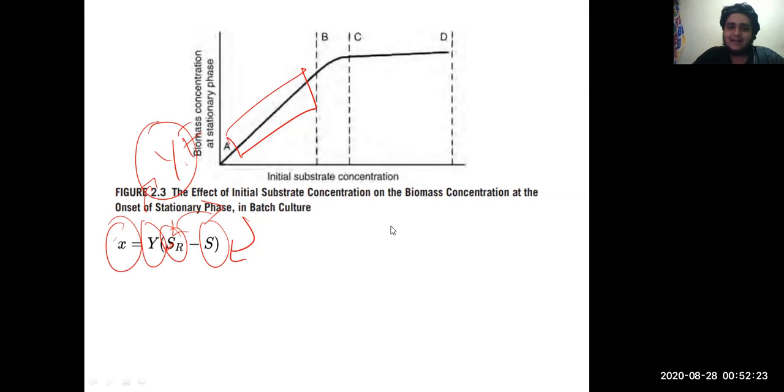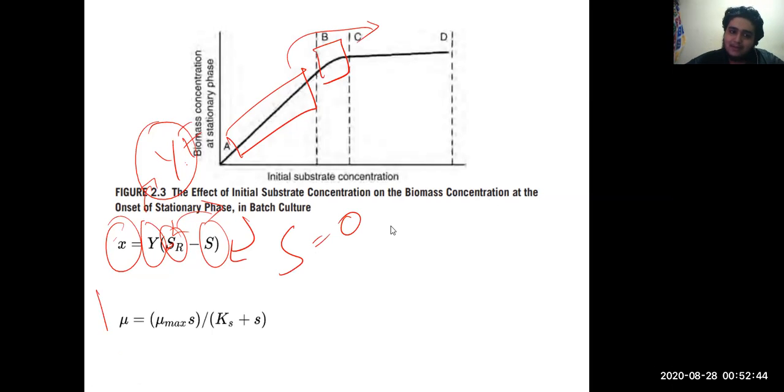symbols. But at this region from B to C, where the transition occurs from log to stationary, at this point, basically S becomes equal to 0. And beyond that point, we can only explain the growth rate using Monod's equation. So what we see below, this is Monod's equation. It explains things very clearly.